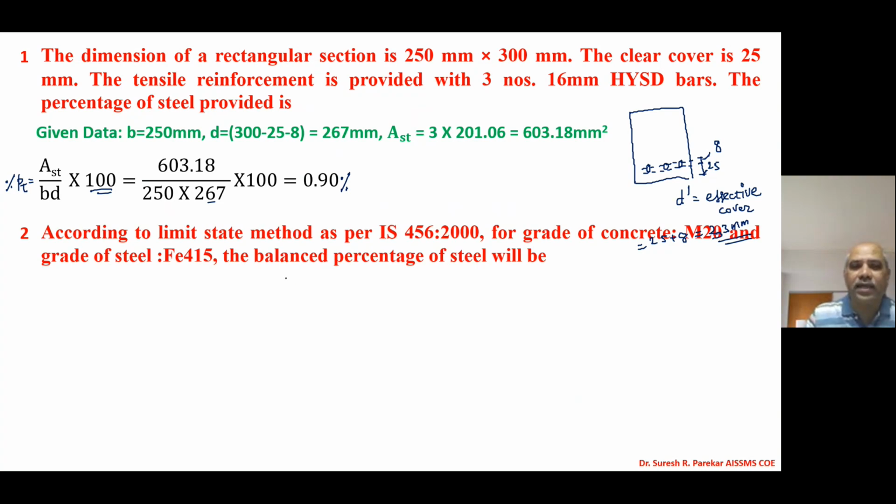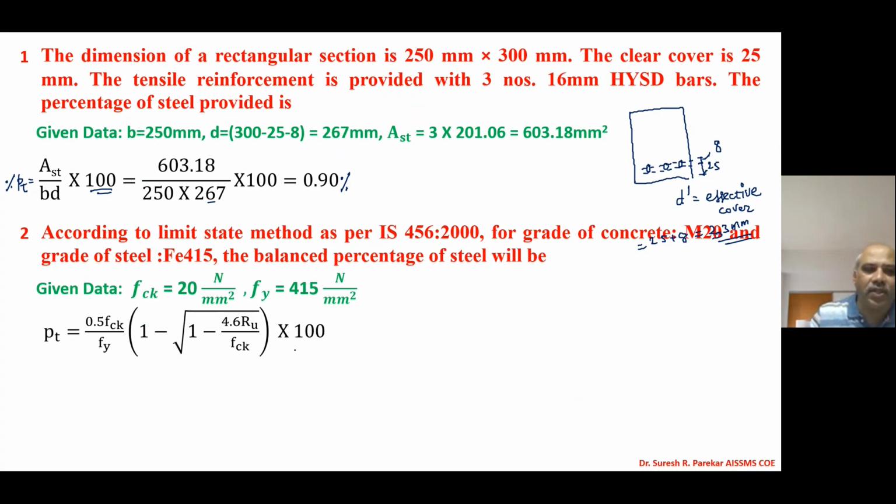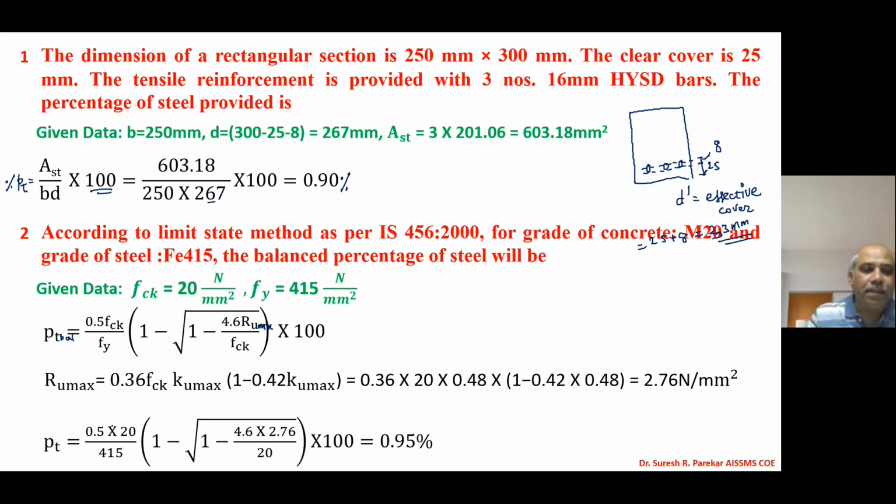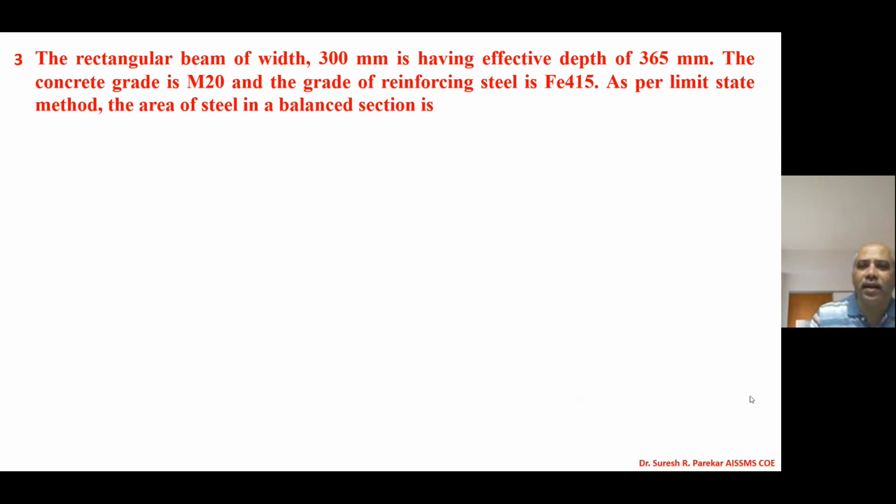Second, we are interested in finding the balanced percentage of steel. Again, first go for the given data, as I already mentioned. If we have to go balanced, then we have to use the max values. Therefore we have calculated Ru max as 2.76, which we substitute in Pt equals 0.5 into 20 upon 415, with Ru max, and that gives the balanced or maximum percentage of steel, 0.95%.